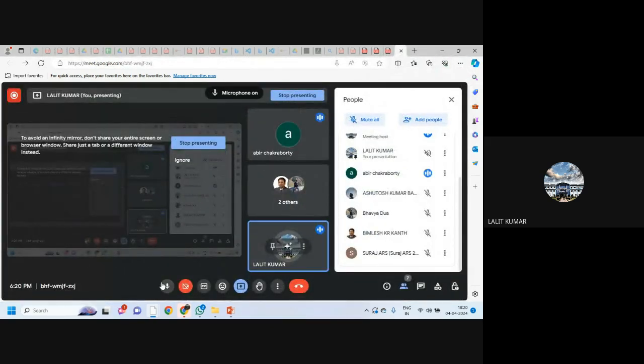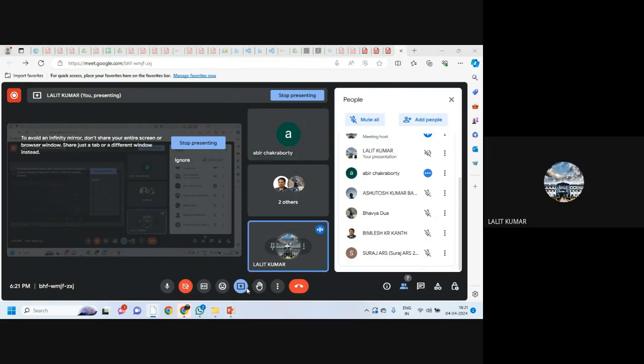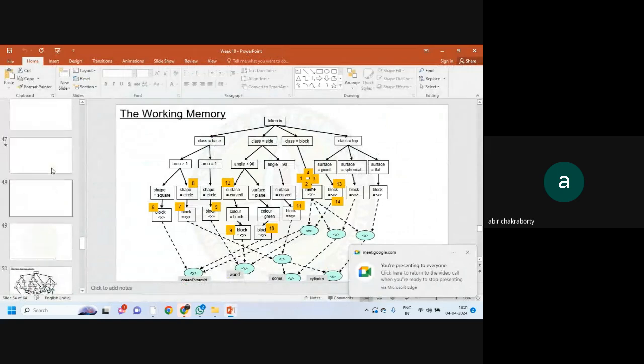Is it all right, Bimlesh? Yeah, it's all right. Which slide number should we go to? Okay, I will just check which is the slide number.